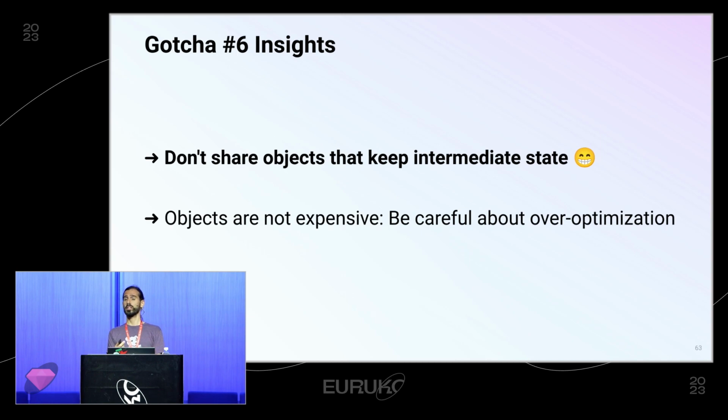And objects are not expensive, so be careful about over-optimization in a context such as concurrency. So obviously, if you can avoid creating some objects in general, that's a good idea. But don't try to micro-optimize stuff around concurrency because you can run into issues. And yes, production and really bad, like data from multiple customers joining, not good.